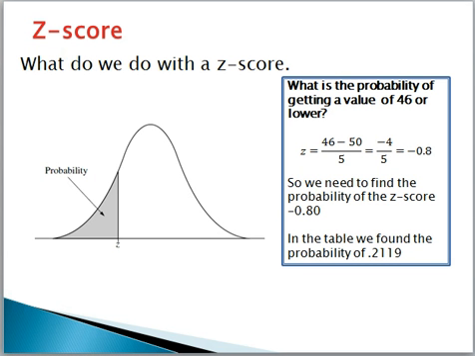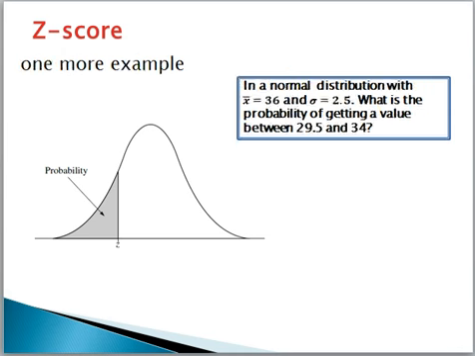That tells us the actual probability. So the probability of having a 46 or lower is 0.2119. That's the probability of having a 46 or lower if we look at the coin toss that we've been looking at in the previous videos.